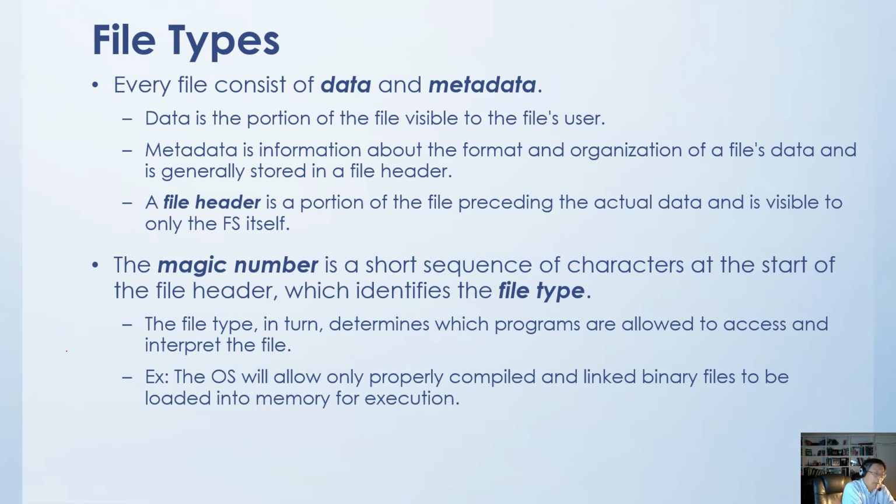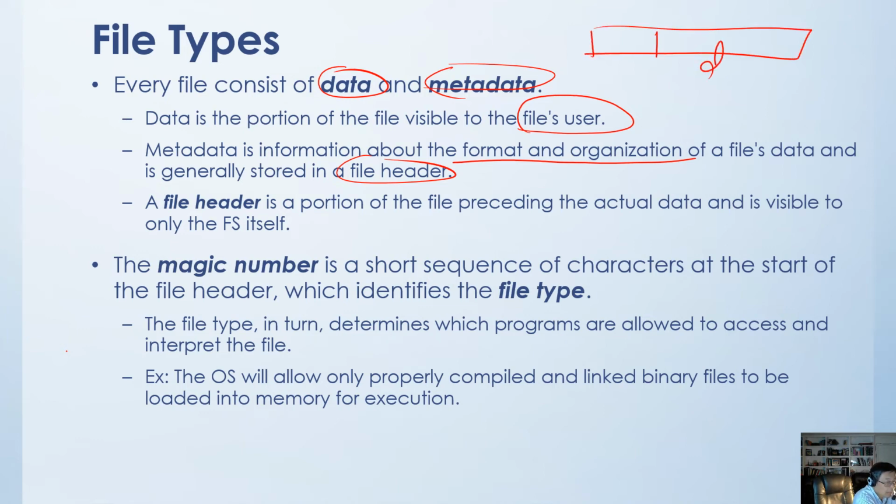Okay, so let's talk about the file types. Now, every file consists of data and metadata. The data is the portion of the file visible to the file's user. It stores the actual contents of the file. Metadata is information about the format and the organization of a file's data, and is generally stored in the file header. So a file contains the data and the metadata.